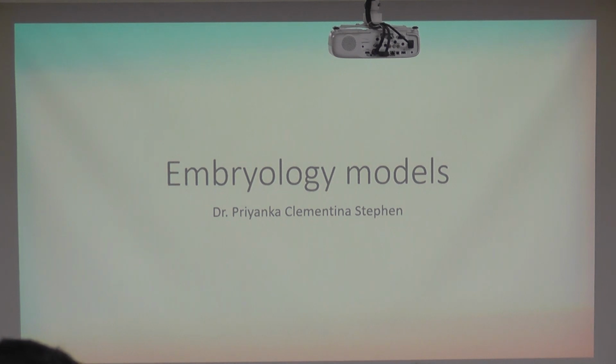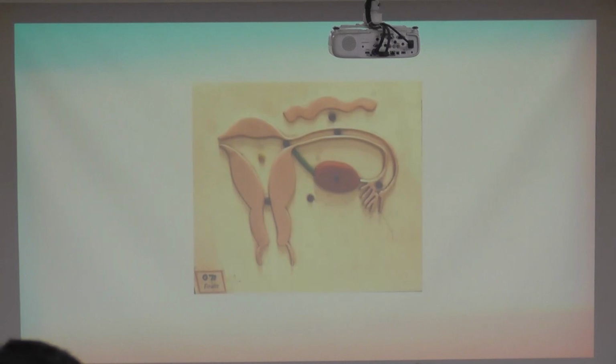So we'll continue with the revision and then we'll see that one slide and then we'll see what we can do. So this slide, did you guys see it last week? Yes. So what does this represent? Implantation and ectopic pregnancy. So can you tell me what is the most common site of ectopic pregnancy?